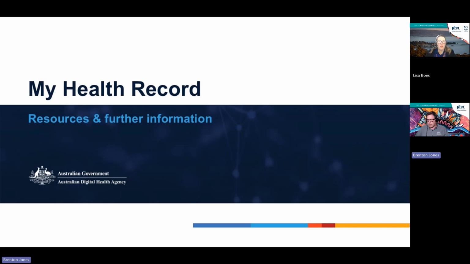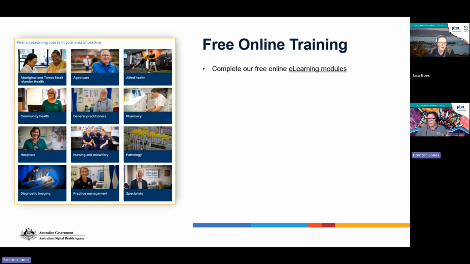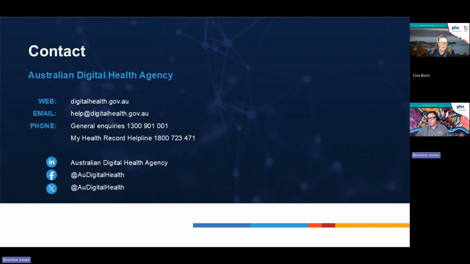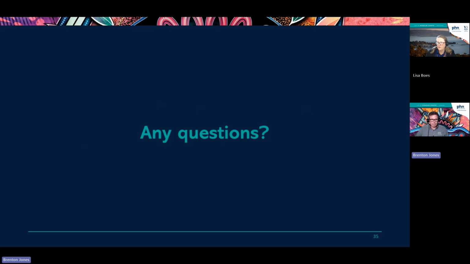As always, when it comes to My Health Record, there's a ton of resources and further information. You've got free online training, e-learning modules. Check out the Digital Health website, register if you haven't already. There's plenty of resources available to you, and you can always contact us directly too. If you're in the situation where you need to register for the first time with the HPIO, you've got the PHN. Lisa and I are here for you, but you can also go directly to the Australian Digital Health Agency, and they have teams to support you in that as well.